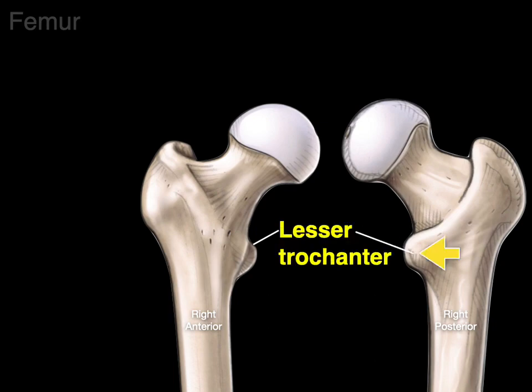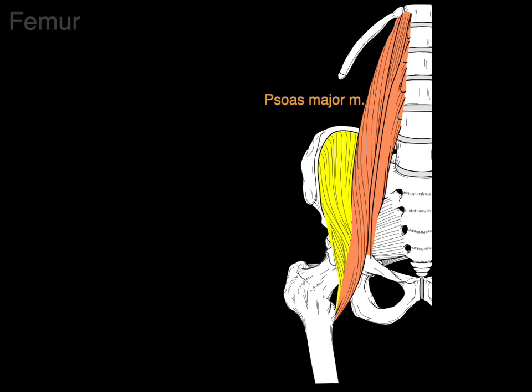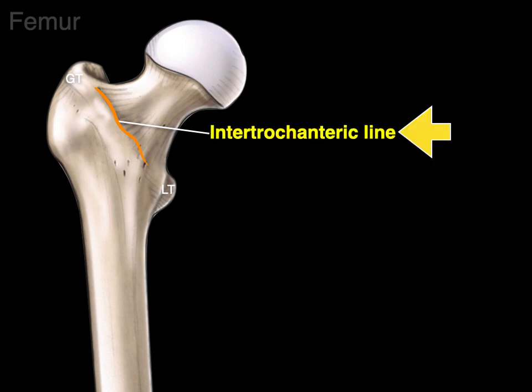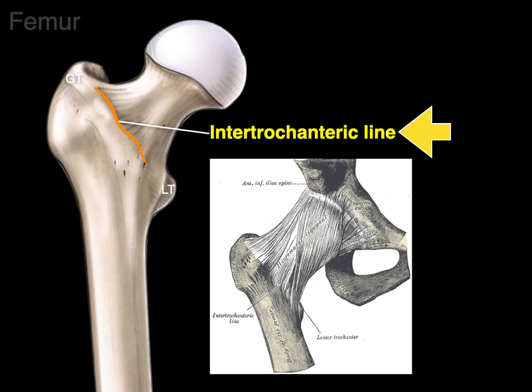Now smaller is the lesser trochanter. We see both here. The lesser trochanter is where the psoas major and iliacus, as they course below the inguinal ligament, become the iliopsoas muscle, and that's what attaches to the lesser trochanter. Now, we have this line that goes between the greater and lesser trochanters, so it's called the intertrochanteric line. This line, shown right there in orange, is one of the attachments of the anterior part of the joint capsule of the hip joint.